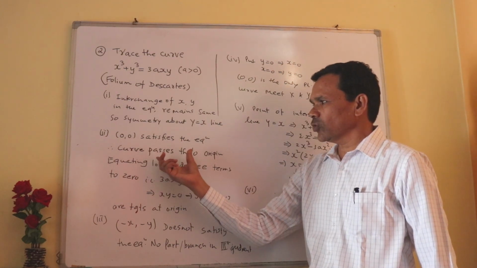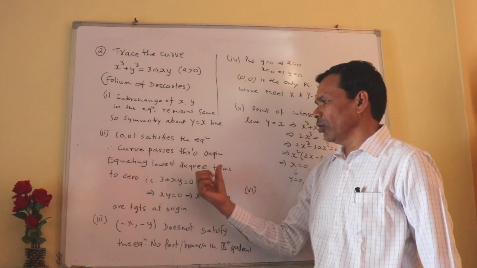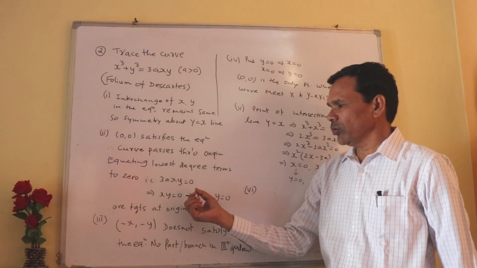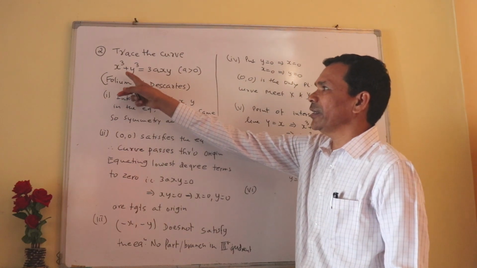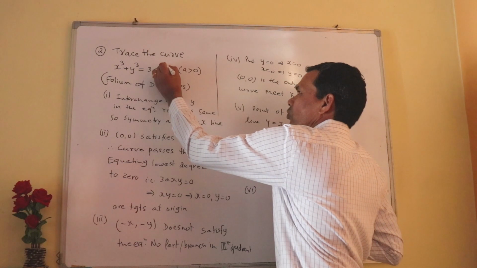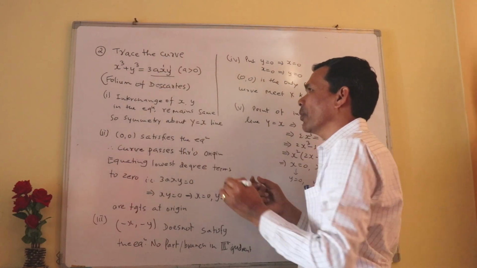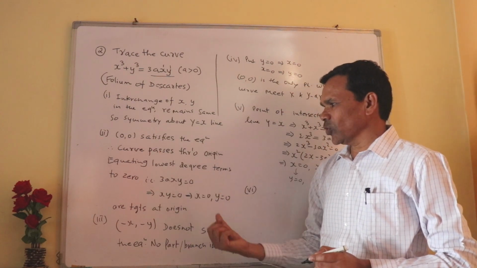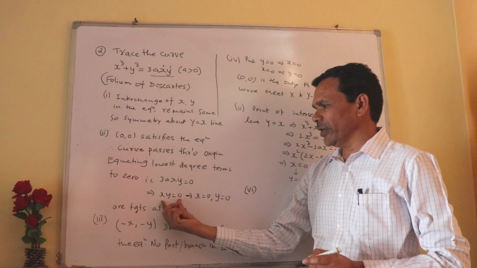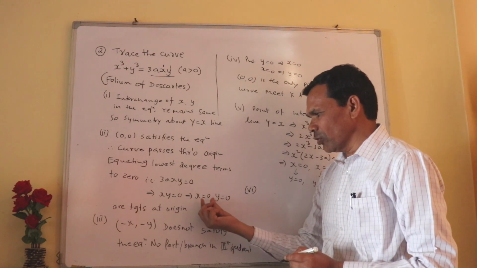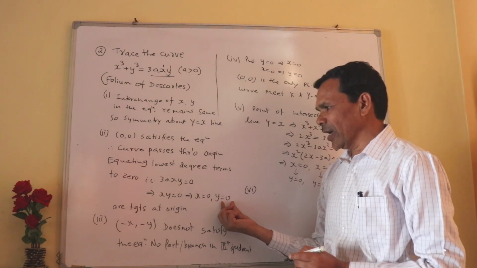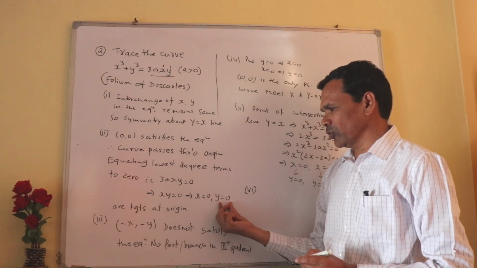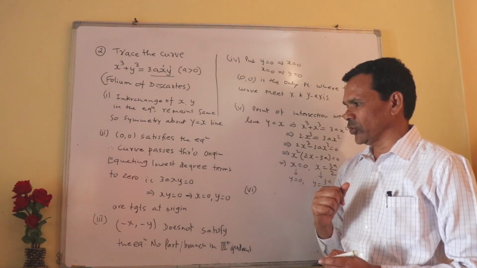Since it passes through the origin, we find the tangents at the origin by equating the lowest degree terms to 0. Here the degree is 3, and here the degree is 2. So this is the lowest degree term in the equation of the curve, on the right hand side. So I equate it to 0: 3a xy is equal to 0. 3a is not equal to 0, so xy is equal to 0. So x is equal to 0 and y is equal to 0 are the tangents at the origin. x is equal to 0 means the y axis, and y is equal to 0 means the x axis, are the tangents at the origin.